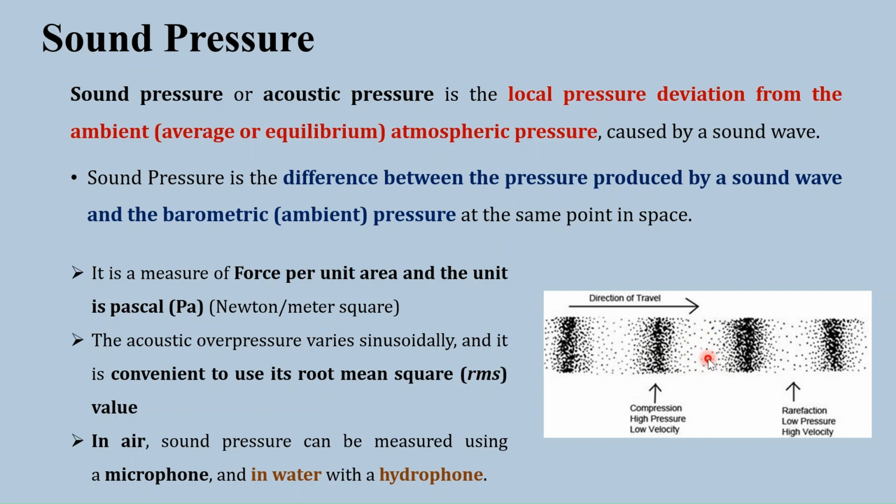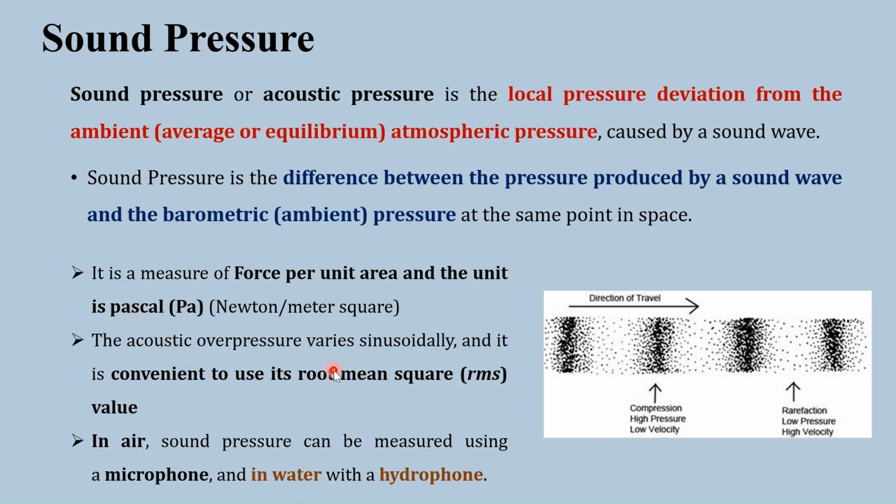So how much difference is there between the pressure produced by a sound wave and the normal barometric pressure at the same point in that particular space, that is referred to as the sound pressure. यानी कि वाइब्रेशन की वजह से जो प्रेशर क्रिएट हो रहा है इस मीडियम में इन द रीजन ऑफ कंप्रेशन एंड द रेयरफेक्शन, what is the difference between this pressure and the normal ambient pressure? That is the sound pressure. And this sound pressure is measured as force per unit area, and the unit of sound pressure is Pascal.